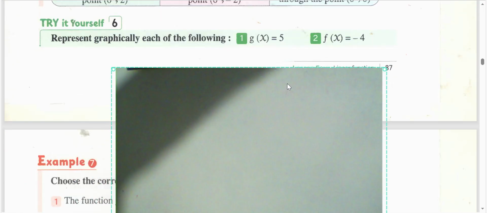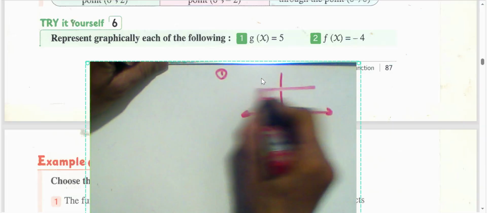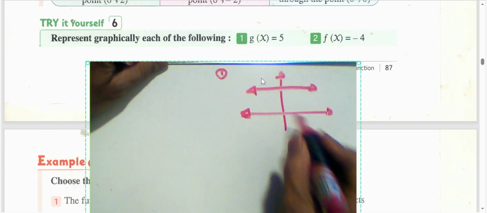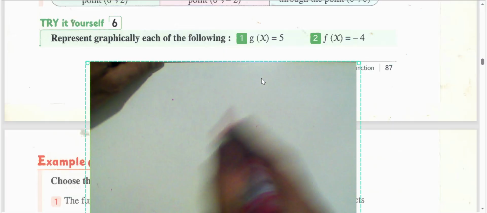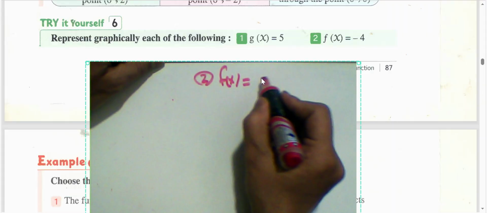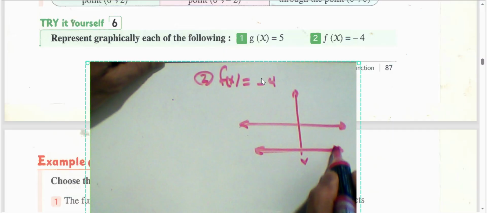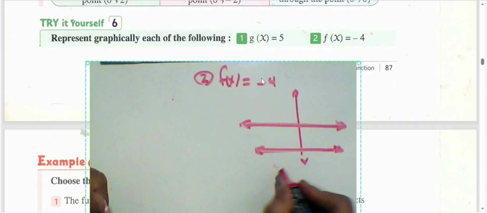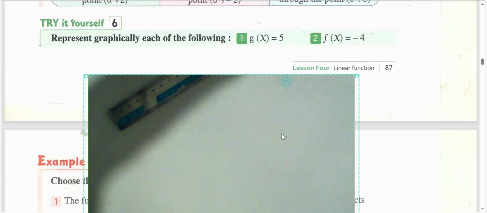Graphically, this function g of x equals 5: we can draw here a straight line passing through the point 0 and 5 and parallel to the x-axis. Number 2, f of x equals negative 4. Draw a straight line passing through the point 0 and negative 4, here down, and parallel to the x-axis. Okay, understood? The point here will be 0 and negative 4. Next question.